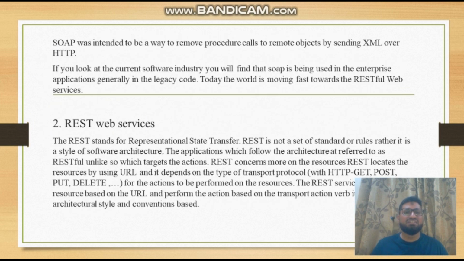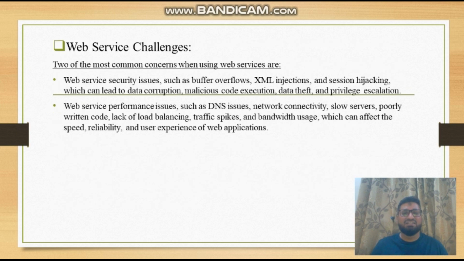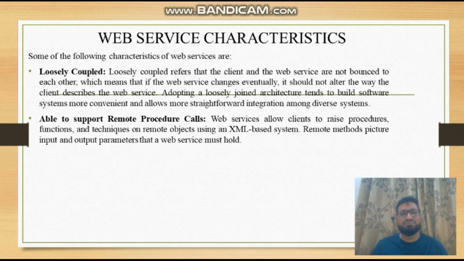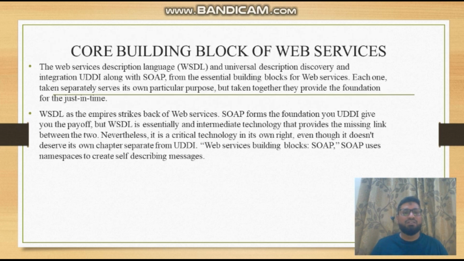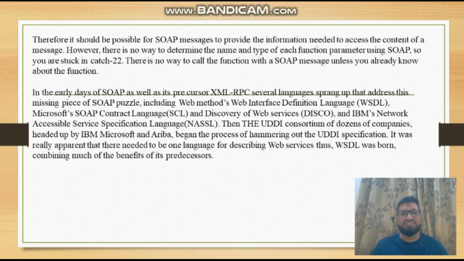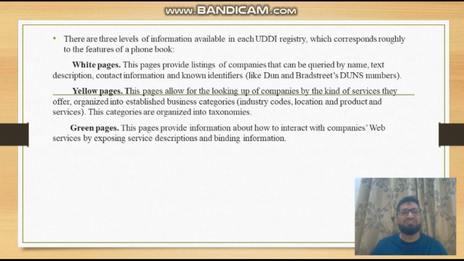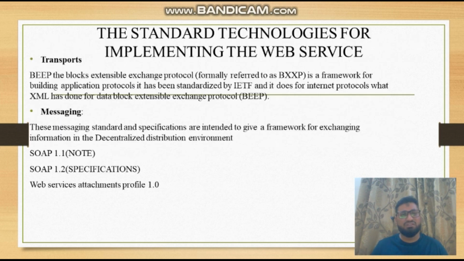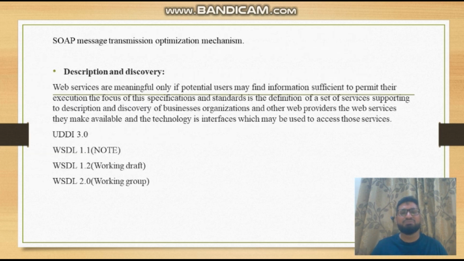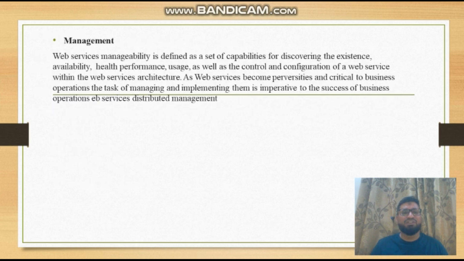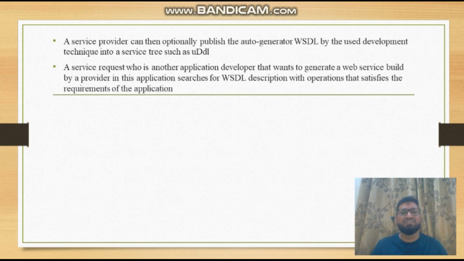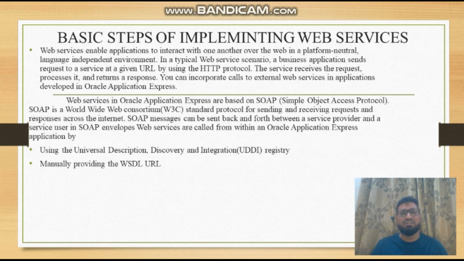Then we have seen the web services challenges. We have seen the architecture of web services, web services characteristics, and the core building blocks of web services. Again we have seen the different levels of web services. Then we have seen the standard technologies for implementing web services. After that we have seen what is the web service communication model and basic steps for implementing web services. So this is the end of chapter number 5.